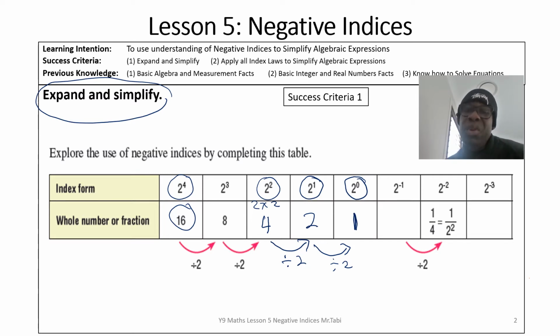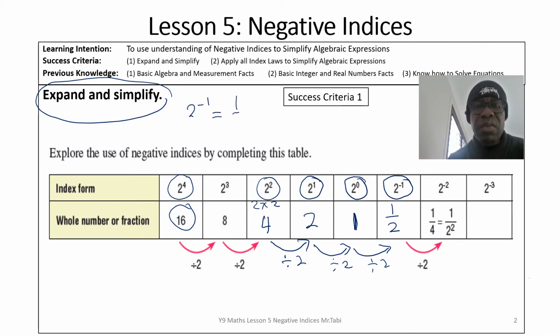Now, would the pattern stop from there? Of course not. So what we need to do is to divide that result by 2. And 1 divided by 2 is 1/2. So it tells us 2 raised to the power of -1 is the same as 1 over 2. What about 2 raised to the power minus 2? Well, that has been done for you. When you divide half by 2, you get 1 over 4.